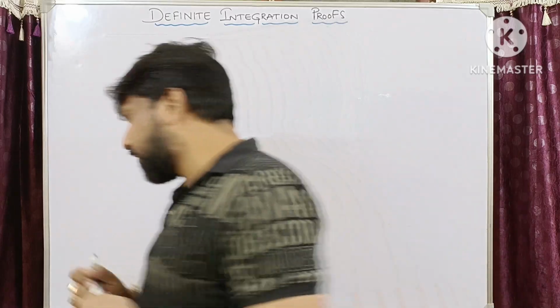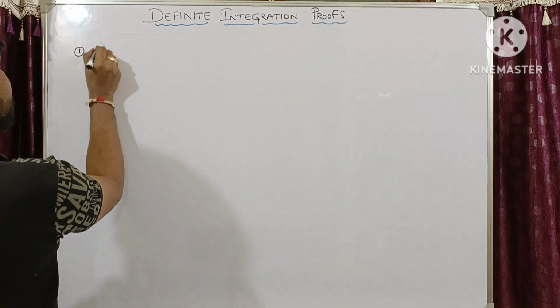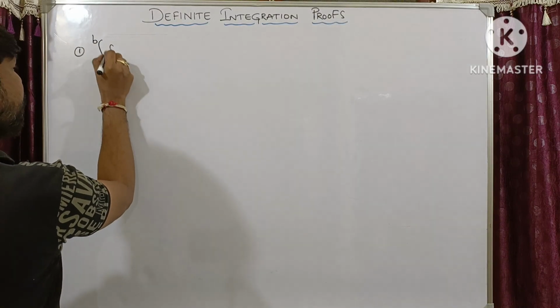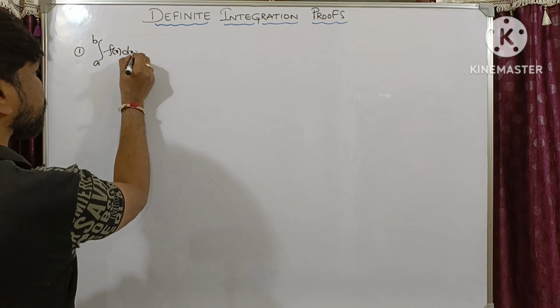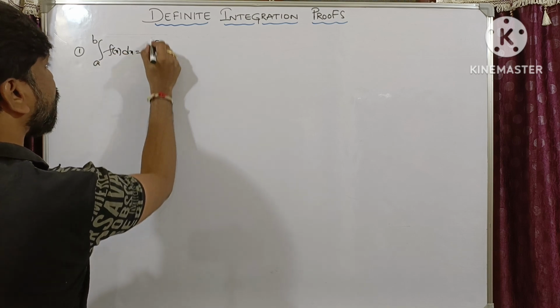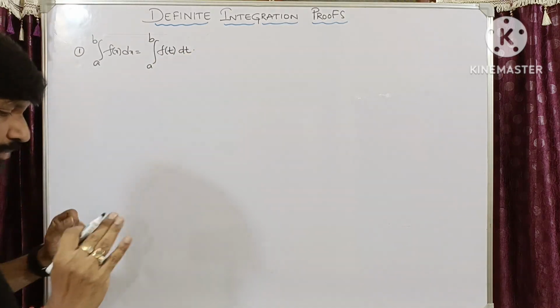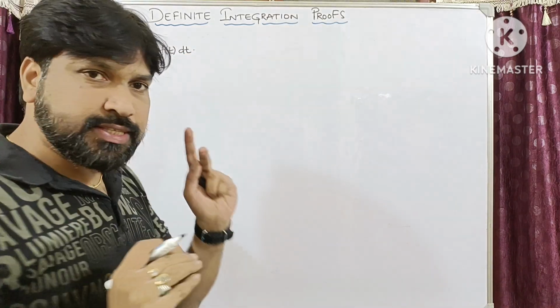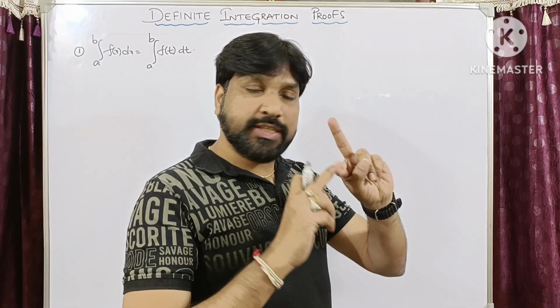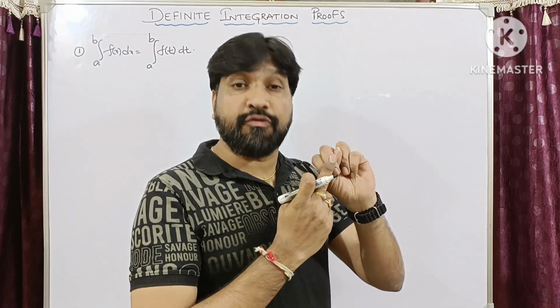Look at carefully. The very first proof is integral a to b f of x dx is equal to integral a to b f of t dt. This is the first proof. So very simple friends. We are going to discuss these proofs in two ways. One is the substitution method and the other is the formula method.